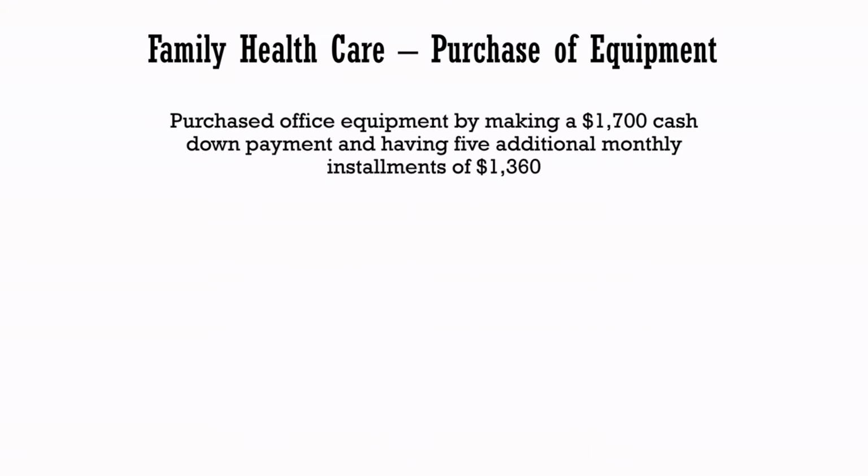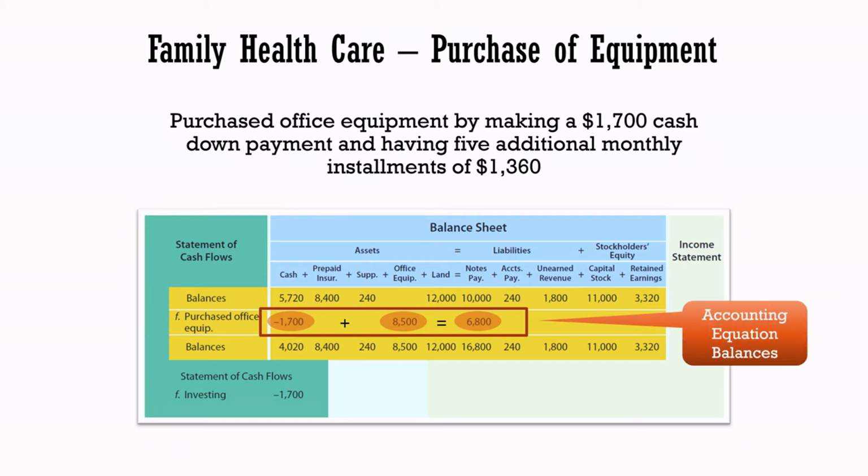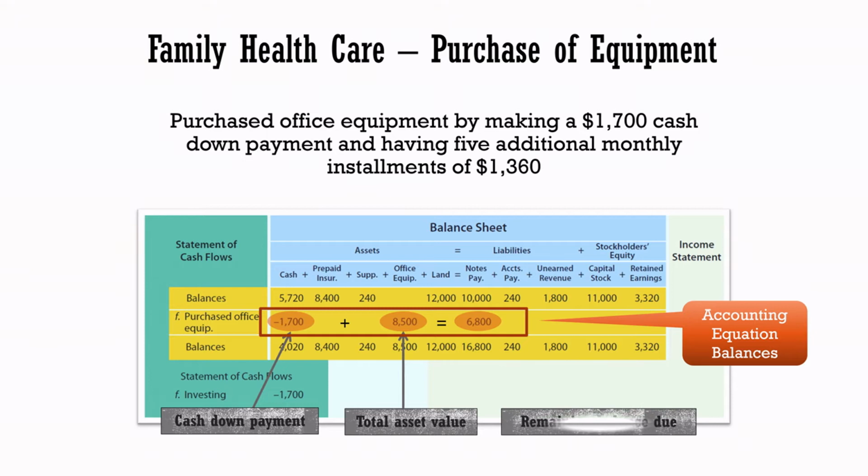The company also purchased office equipment by making a $1,700 cash down payment and having 5 additional monthly installments of $1,360. In this transaction, the assets office equipment increases by $8,500 and cash decreases by $1,700. Cash flows from investing activities are also increased by $1,700 under the statement of cash flows column.